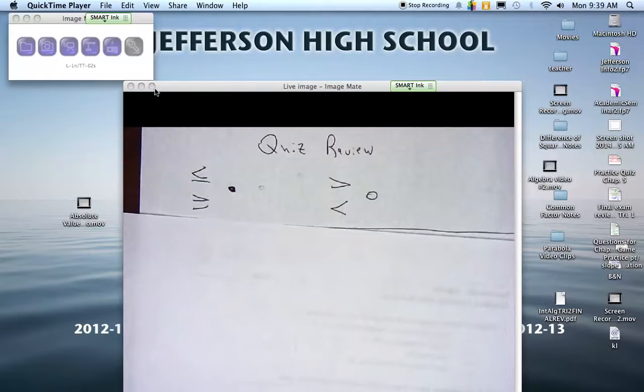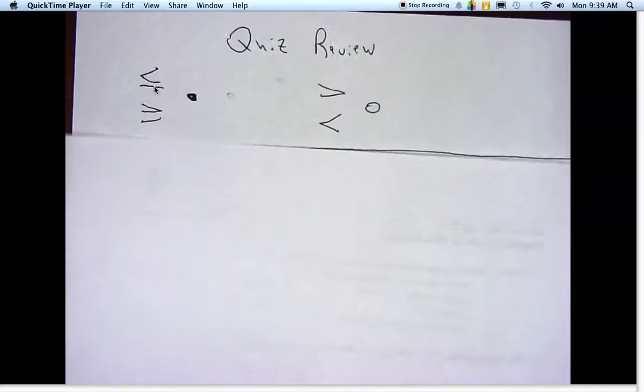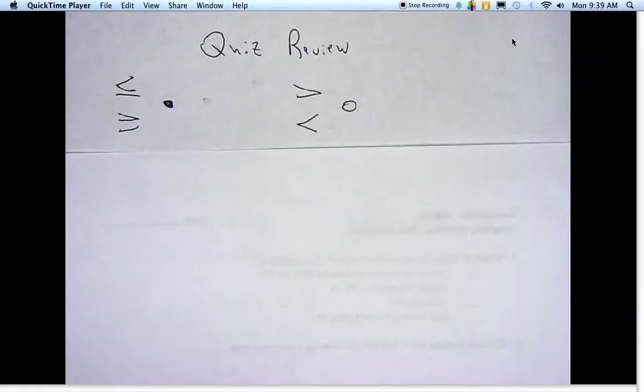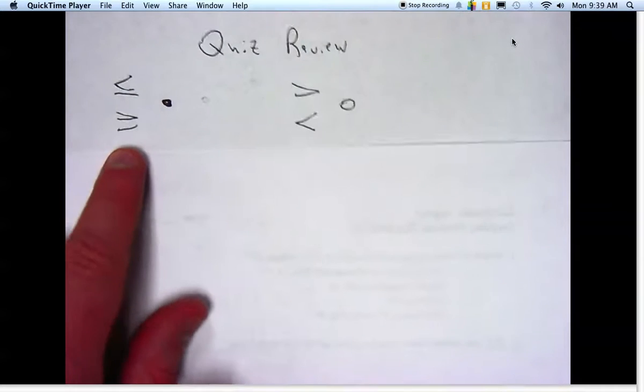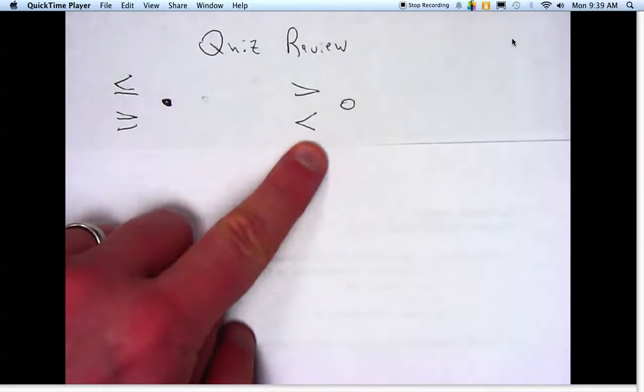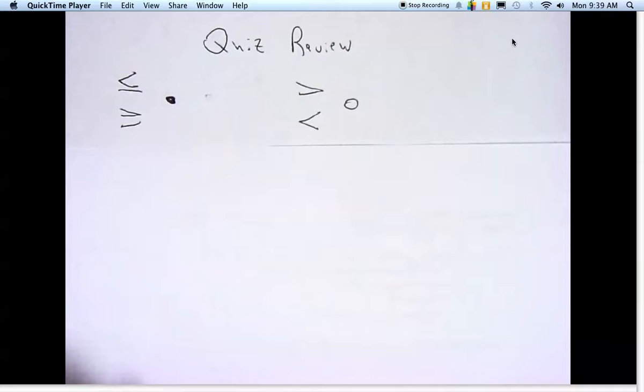All right, so this is just a quick little review before you take your quiz. Just a couple of key things to watch out for. Remember, when you are graphing on a number line, if you have the equal bar, you want to put a closed circle. No equal bar, open circle on the number line.